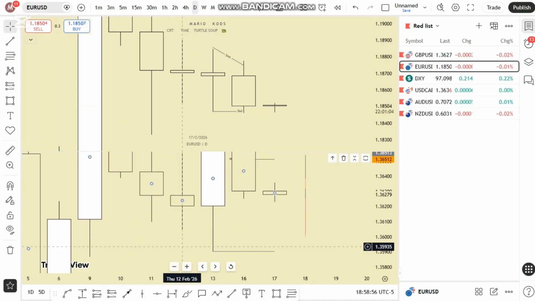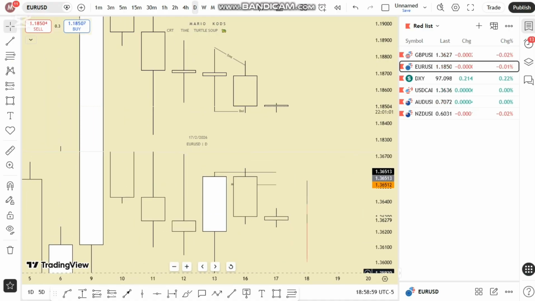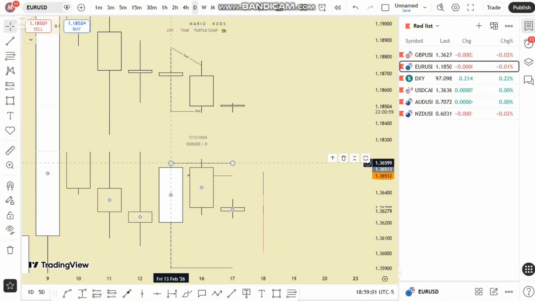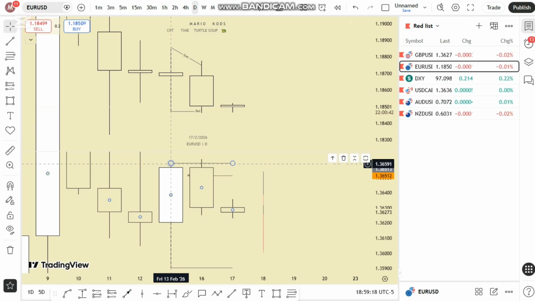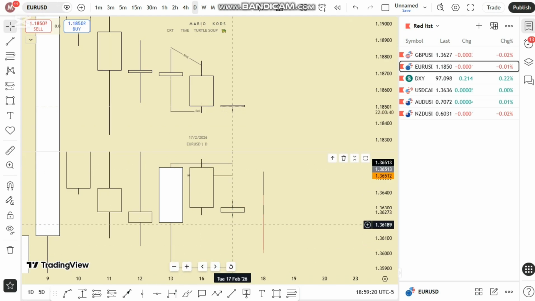SMT. Price took the high. And here we failed to raise the high. Price completed the draw on liquidity. Failing to take the high, your draw on liquidity is low. Took out the high, your draw on liquidity is low.